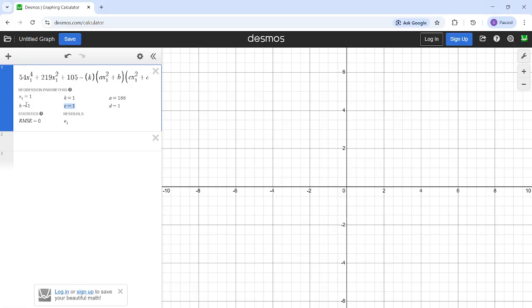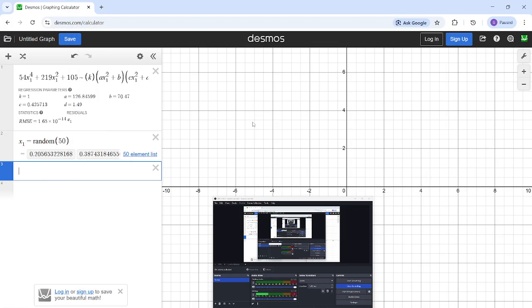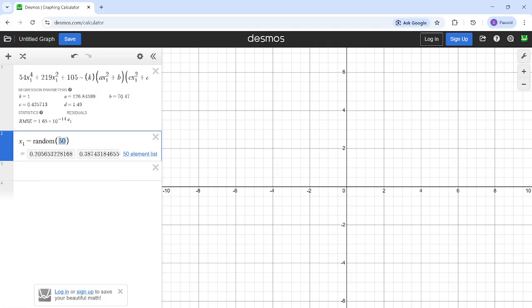using only these numbers, because this could be the largest number, this could be the medium number, but it's not the smallest number. What we are going to use is something called, I don't know what it's called, random 50. x1 equals random 50. What does that mean? When you write this down, Desmos will put 50 different numbers into x, and it will choose one of them, the best of them.